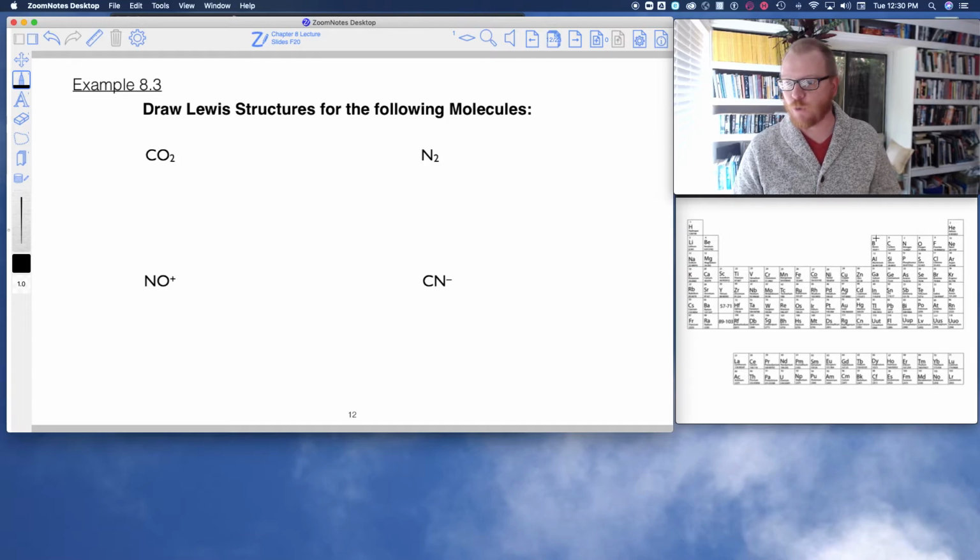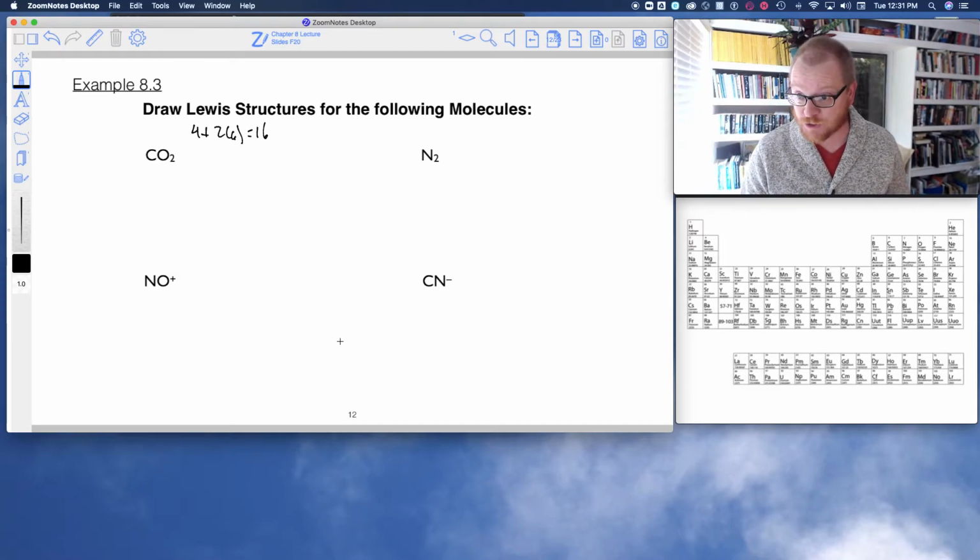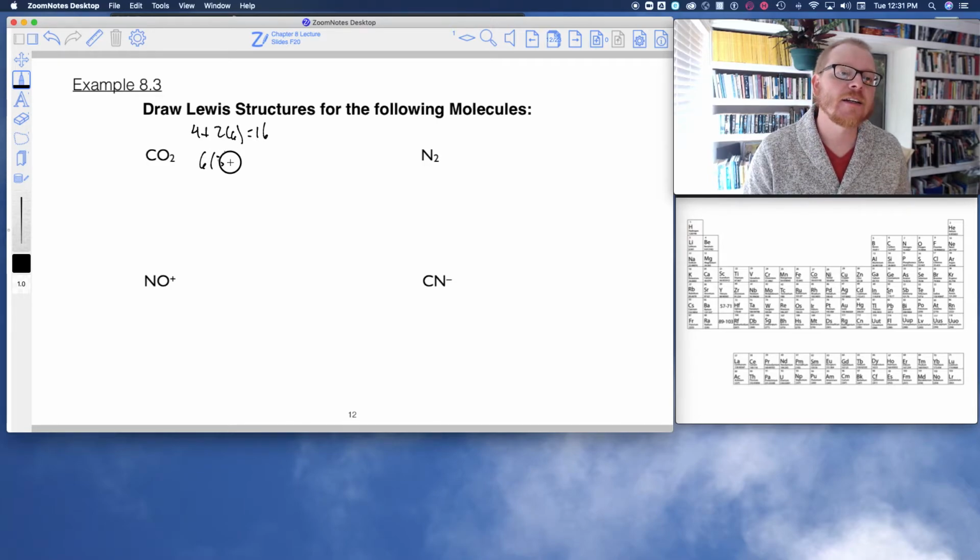Carbon has 4 valence electrons, 1, 2, 3, 4. Oxygen has 6, 1, 2, 3, 4, 5, 6, and there's 2 of them. So 4 plus 2 times 6 gives me 16. The first thing I need to do is count up the total number of valence electrons. Now I'm going to do the 6y plus 2 rule, the Clark's rule. There's 3 atoms in this molecule, and none of them are hydrogen. So I can say 6 times 3 plus 2, aha, and that gives me 20.